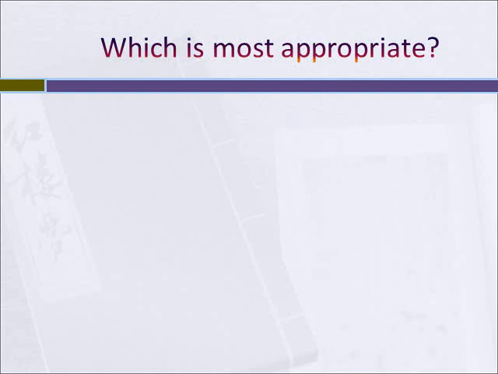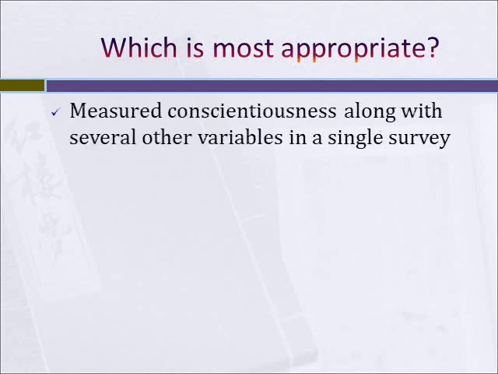So what I want to do here is give a few different examples of research situations. I want you to think about which measure of reliability would be most appropriate. So let's say that we measured conscientiousness along with several other variables in a single survey. What measure of reliability would you use? Typically in a situation like this, you would use some sort of measure of internal consistency. You don't have multiple time points, you don't have multiple raters, so you would want to measure internal consistency, and specifically something like this. Typically you'd expect that Cronbach's alpha would be reported.